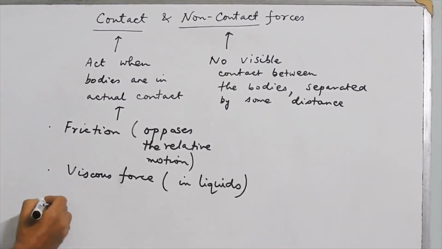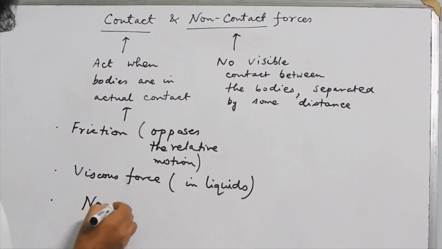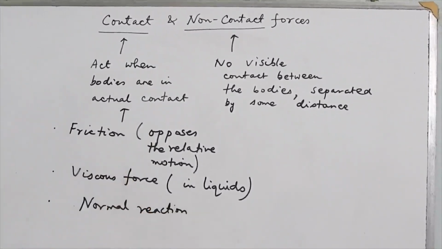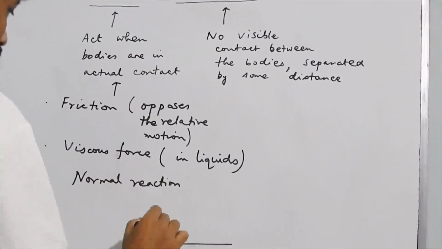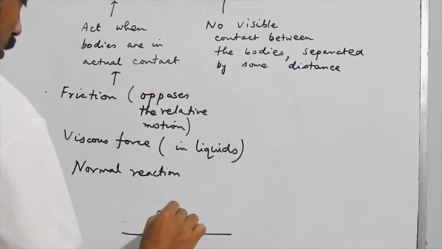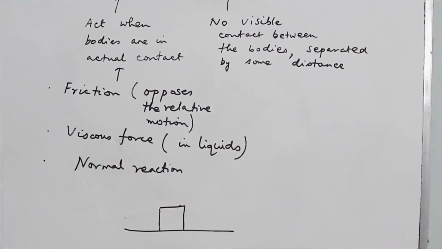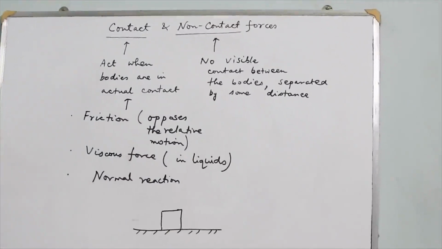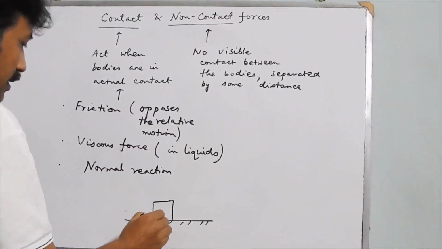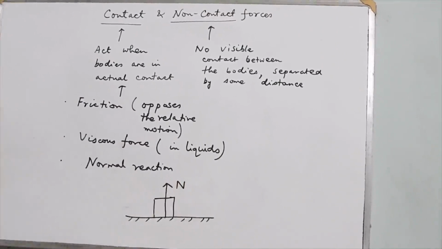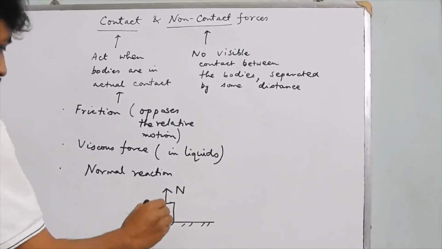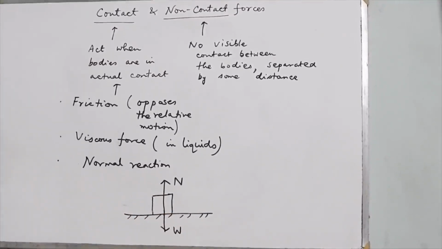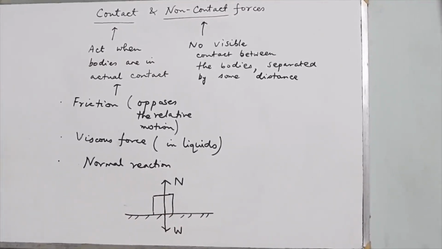The reaction force or the normal reaction force is also a type of contact force. So suppose you keep an object on the floor. Suppose this is the body having a definite mass and a definite weight, kept on the floor. Then the floor will exert a force in the vertically upward direction, which is called the normal reaction force, and that normal reaction is counterbalanced by the weight of the body acting vertically downwards. So definitely the normal reaction force is a contact force.